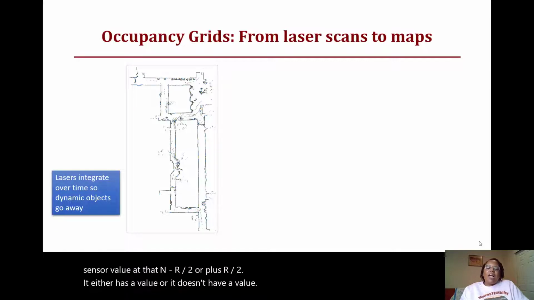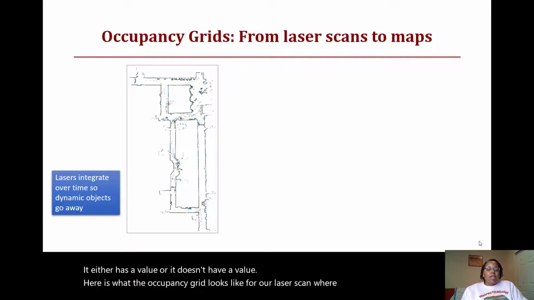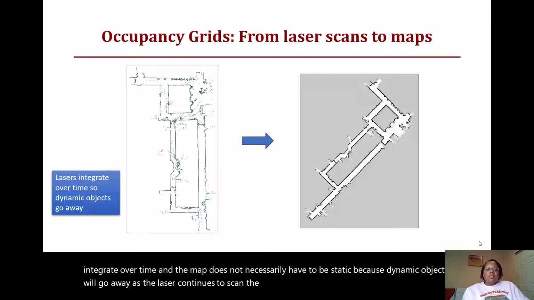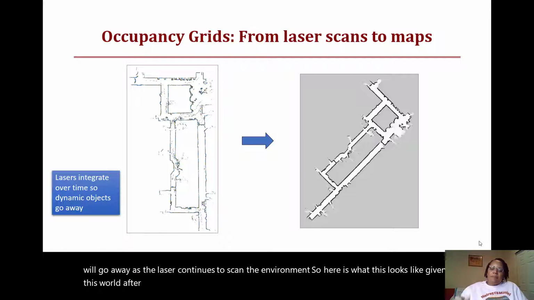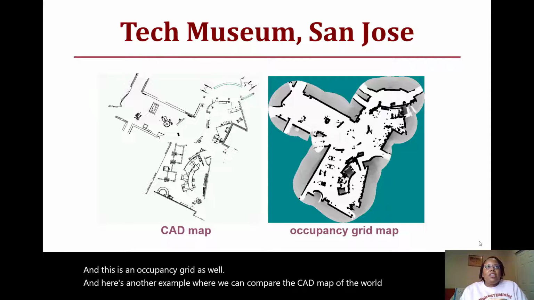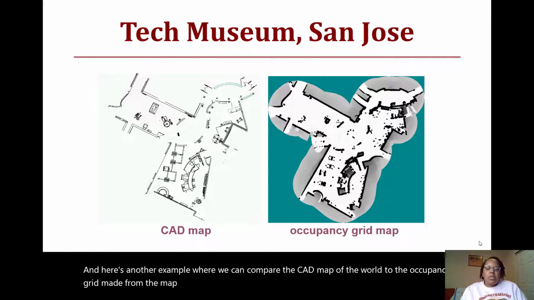Here is what the occupancy grid looks like for our laser scan, where the laser is able to integrate over time, and the map does not necessarily have to be static because dynamic objects will go away as the laser continues to scan the environment. Here is what this looks like given this world after the laser scan. This is an occupancy grid as well. And here's another example where we can compare the CAD map of the world to the occupancy grid made from the map by using the log odds approach that we've used earlier and described in lectures A and B.